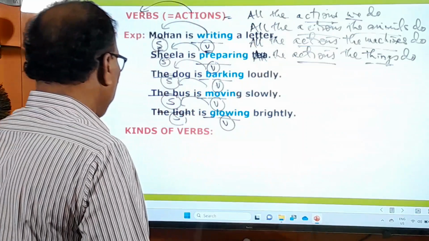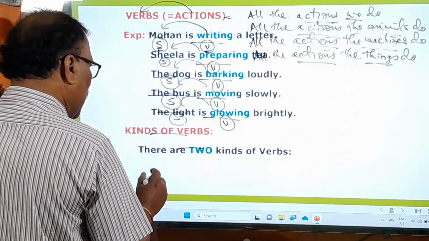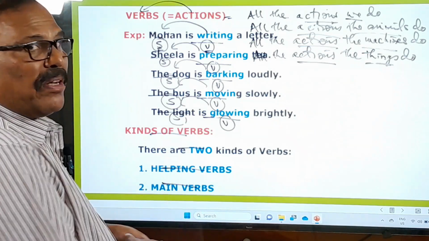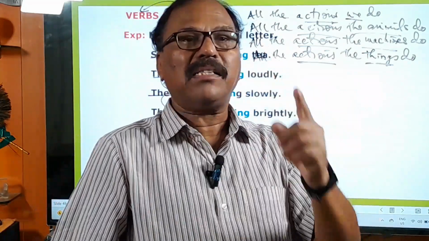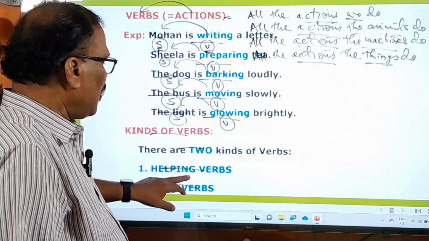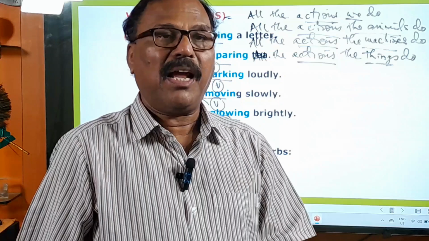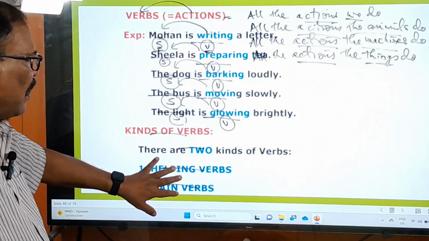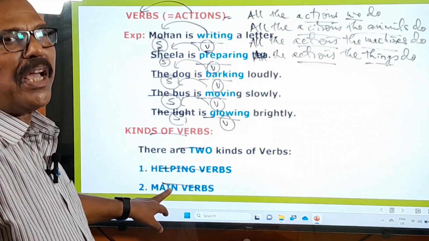How many kinds of verbs are there? There are two kinds of verbs. What are they? Helping verbs and main verbs. Okay. Dear test takers, dear students, if you want to learn about the tenses, you need to learn about these two important things. Without these two things, you cannot learn the tenses. That's an important aspect. Now we have learnt about the concept of verbs, and we are going to learn about the kinds of verbs. What are the helping verbs and what are the main verbs? We are going to see that now.